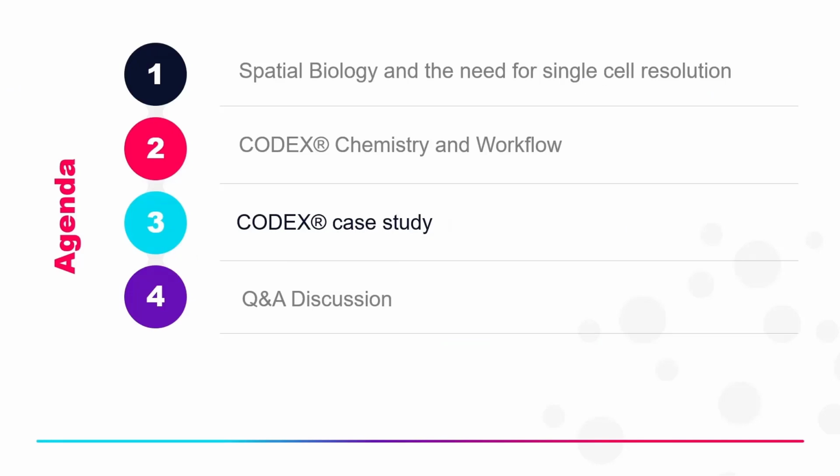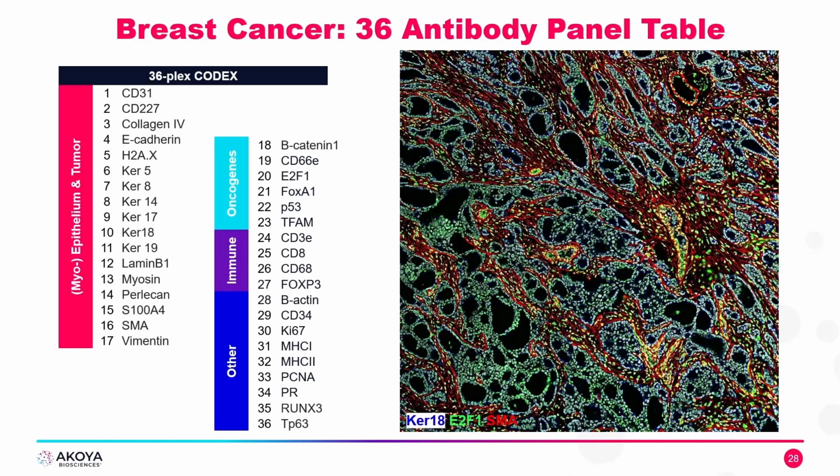Now I'd like to go into detail using the 36-plex breast cancer experiment done by Akoya Research and Development as an example of what the Codex is capable of. These are the markers used in the 36-plex antibody panel that I showed an example image of at the beginning of this webinar. You can see that there are multiple markers for the tumor and for epithelium. Several oncogenes were also used in this panel, as were multiple immune markers. And then in addition, there are several markers used to either highlight the breast cancer tissue itself, proliferating cells, and other types of cells within this tissue.